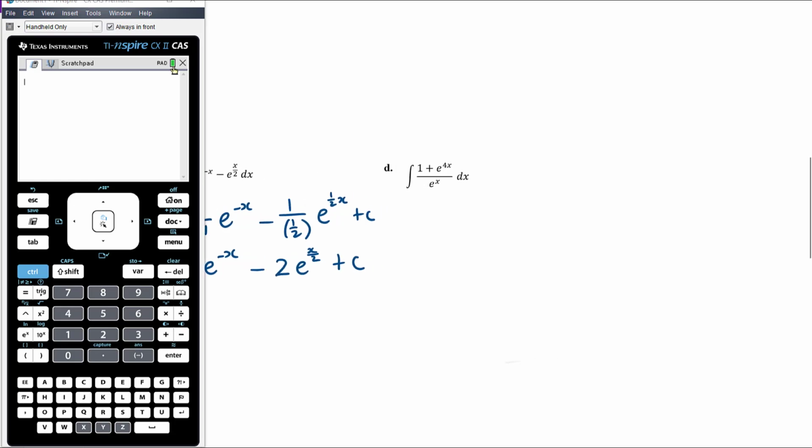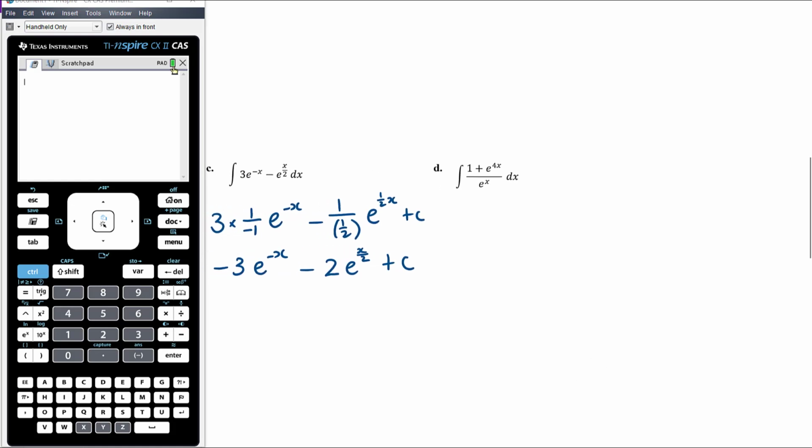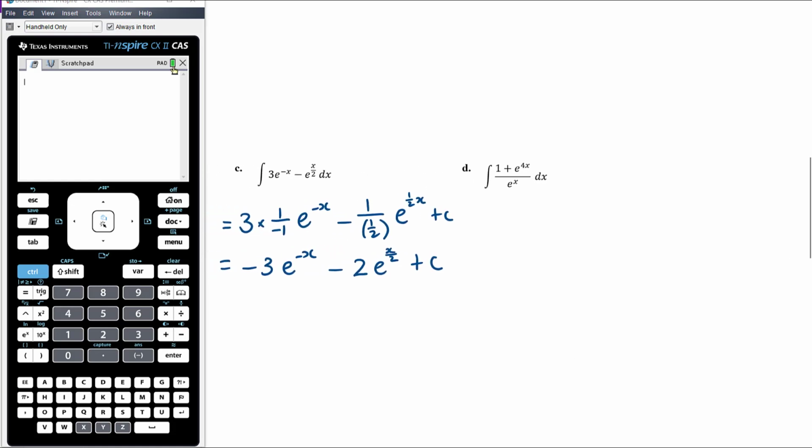Part D, we're going to need to simplify before we can antidifferentiate because we have a quotient of two functions there, so we need to simplify it. We do that by splitting it into two separate terms. Okay, 1 plus e to the 4x over e to the x is the same as 1 on e to the x plus e to the 4x on e to the x. 1 on e to the x is e to the negative x. E to the 4x divided by e to the x, subtracting those powers, is e to the 3x.